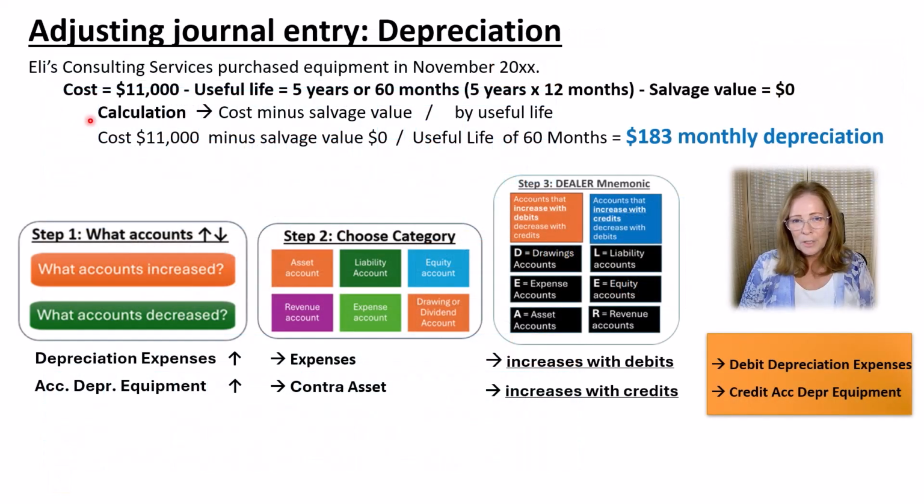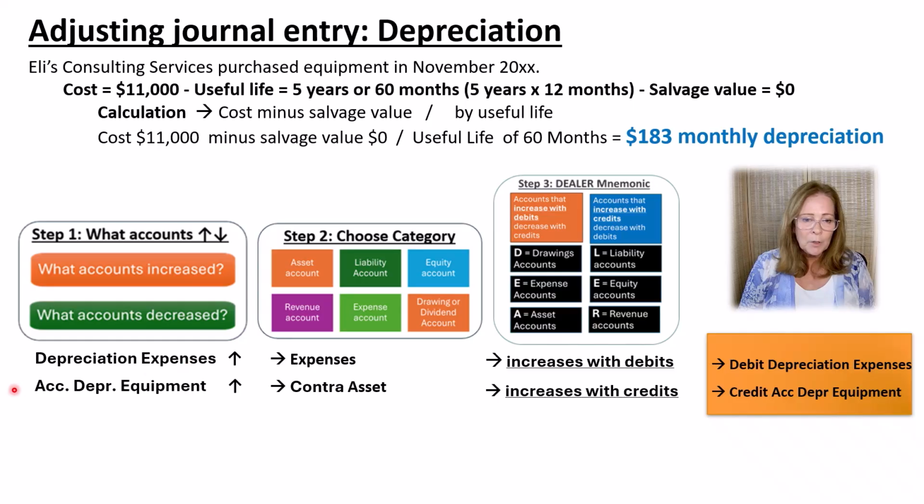The third transaction is for depreciation. We previously calculated that the monthly depreciation is $183 for the company's equipment. To find the debit and credit for this transaction, we analyzed the transaction and said that we have now more depreciation expense, which is an account in the expense category, and expenses increase with debits. That means that we have to debit depreciation expense.